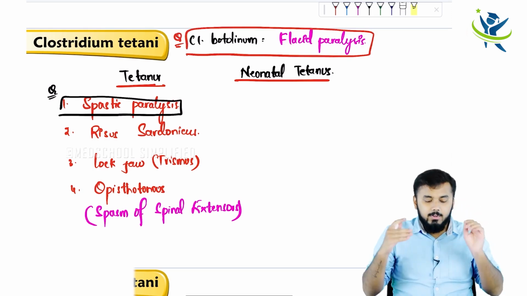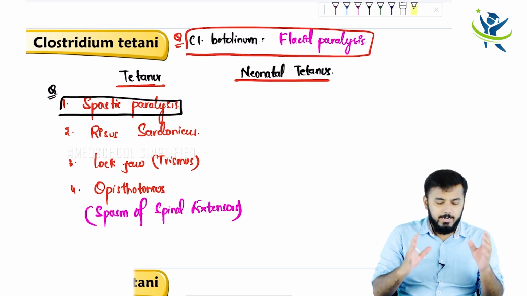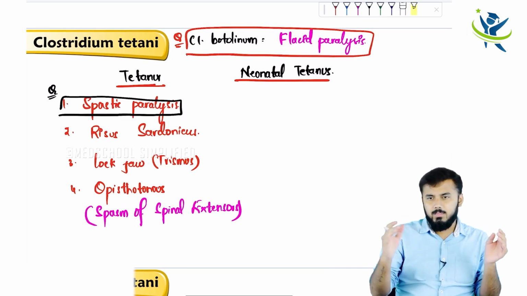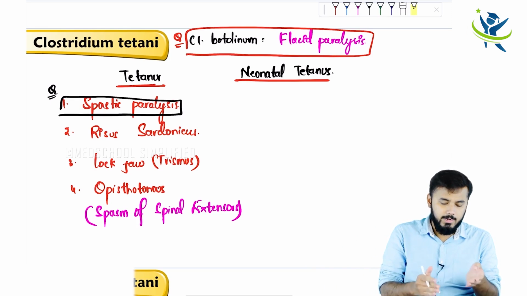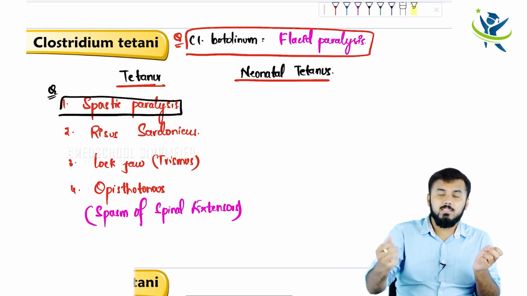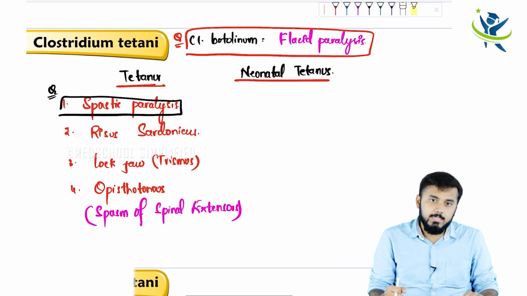Later on, once I finish all the videos, I'll be writing down the differences between Clostridium tetani, Clostridium botulinum and the different types of Clostridia. But one difference I want to tell you right now is that Clostridium tetani causes spastic paralysis, Clostridium botulinum causes flaccid paralysis. Okay. What is neonatal tetanus?